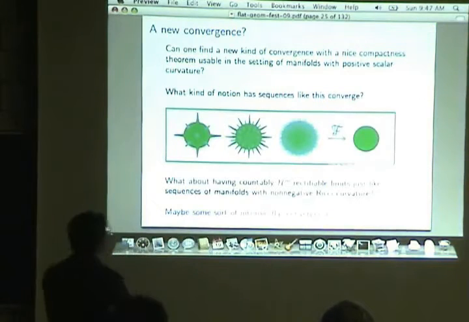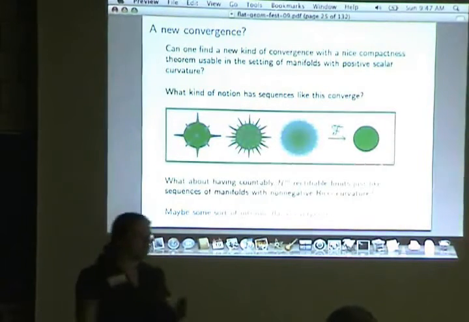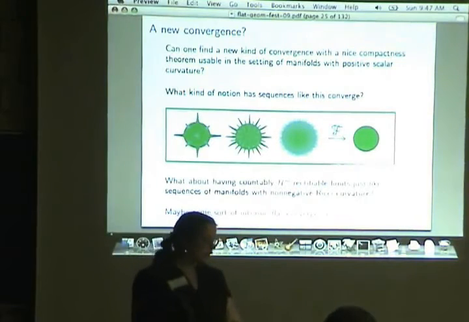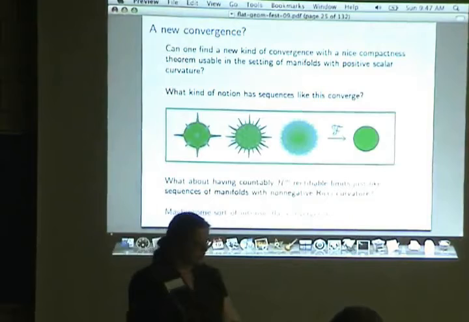And the natural notion that comes up is flat convergence, which is a notion from geometric measure theory, where you have surfaces approaching minimal surfaces, and the limits are countably rectifiable. Sequences like this converge, and so it's a much weaker convergence than Hausdorff convergence. So it fits these criteria. The question is, how can you make an intrinsic version?